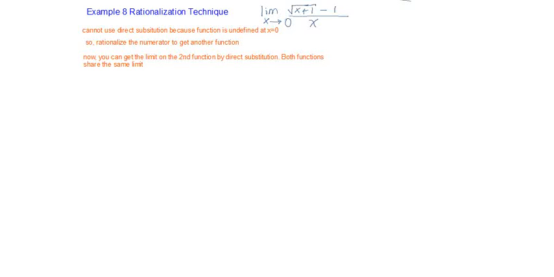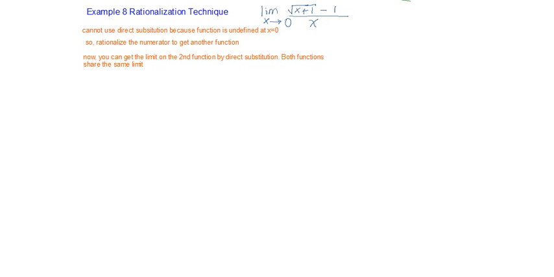All right, so now we want to know the limit of the function (√(x+1) − 1) divided by x as x approaches 0. And you can see the problem right away. If you try to use direct substitution to plug in the 0 here, it's going to blow up. So the technique that we're going to learn here, we're going to rationalize the numerator so we can get another function. So let's rationalize the numerator.